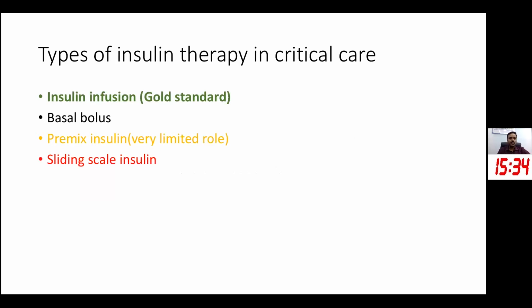Basal bolus, only in very select conditions where we want to shift the patient who is very stable to oral intake and then to basal bolus or then to the step down SDU or into the ward. Premix insulin has got very limited role. Ideally, we should not be using. One message is that sliding scale insulin therapy should not be used in critical care or in any hospitalized setup.